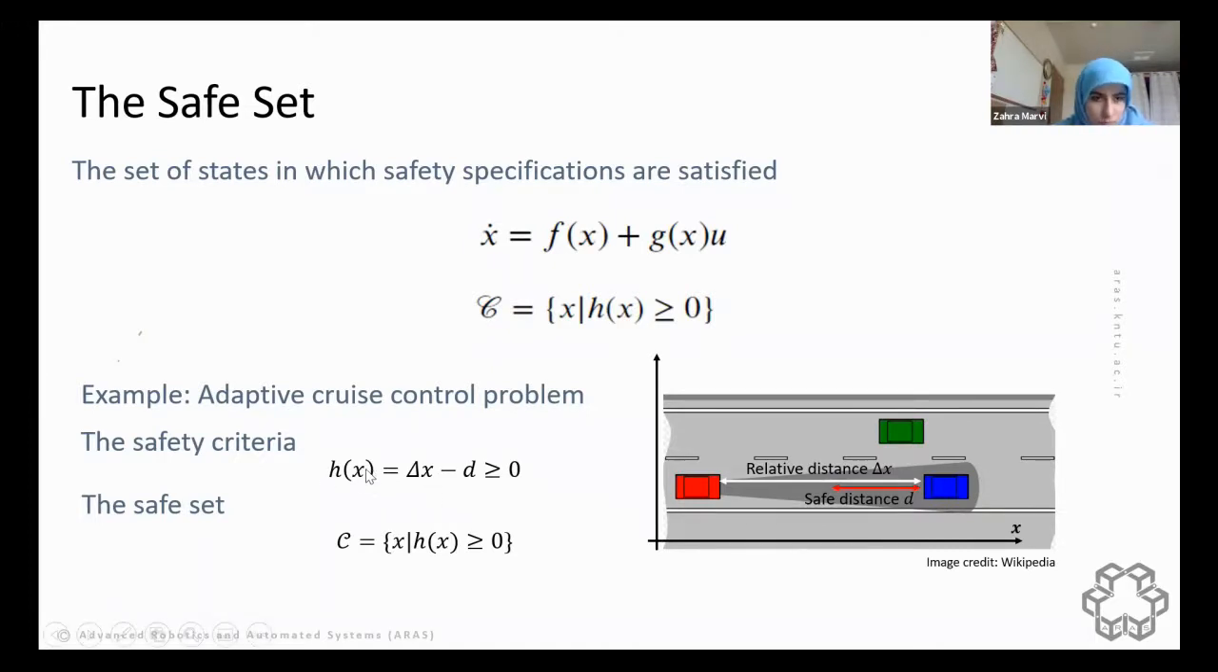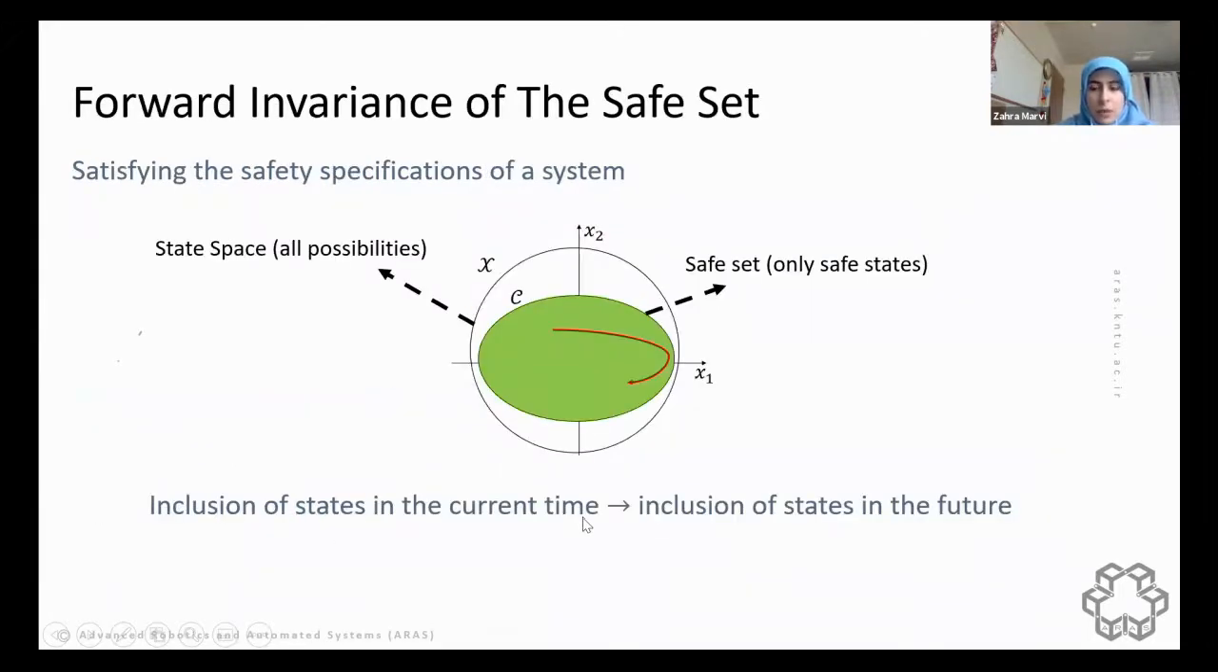Now using the same safety criteria, we can define the safe set, which is the states such that the safety specification is satisfied. Now, what we want is to stay within this safe set because our states are safe within this set. So we use the concept of forward invariance of a set. Assume we have a state space which is all possibilities, and we have a safe set which is just a subset of this set.